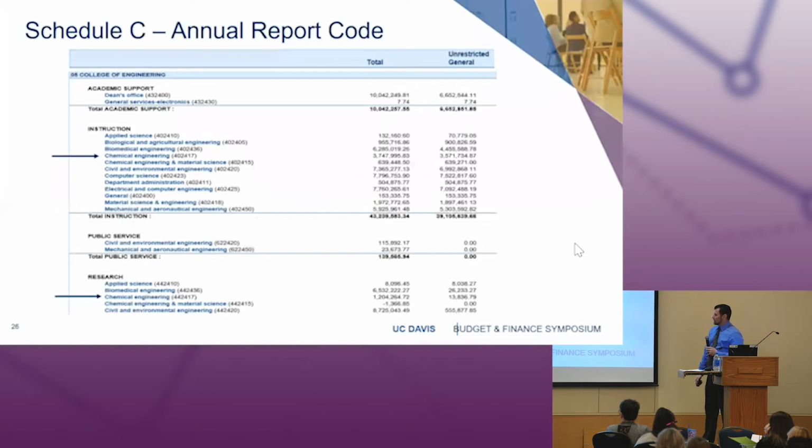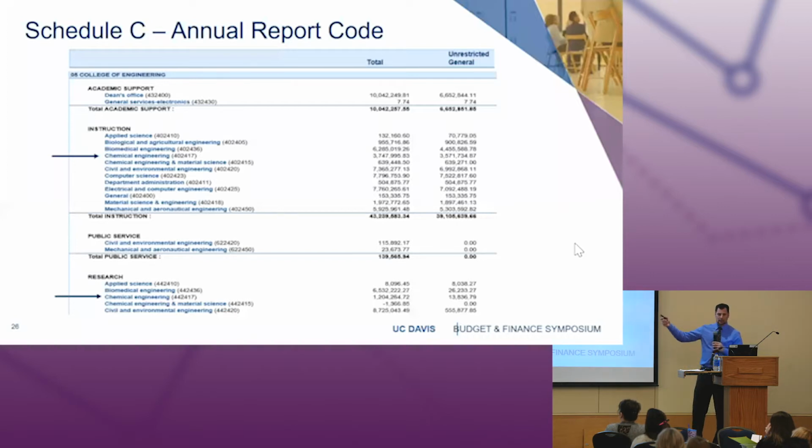Schedule C, just to tie this together. So the examples I had, there's chemical engineering, that's the instruction, and then their organized research is here. For that year, they didn't have any public service. The account I've been using is inactive right now, so they don't need that anymore. So they didn't have any public service under that particular UC account or higher ed, or ARC, annual report code.